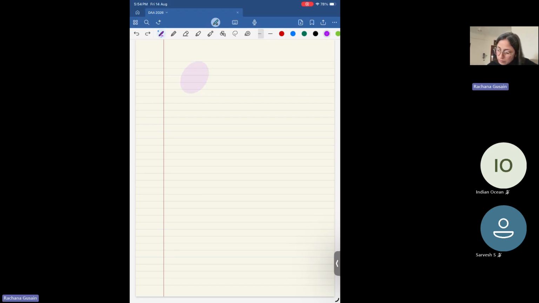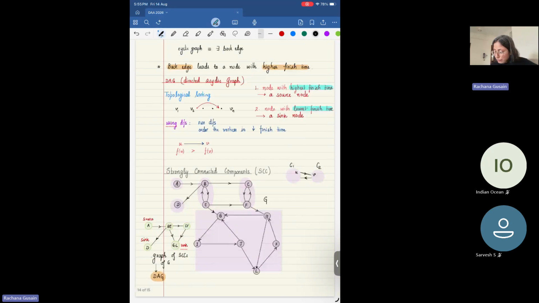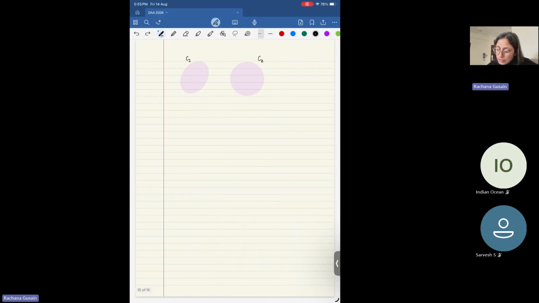Let's say I have the first and second strongly connected components. This is C1 and C2. All the edges going from C1 to C2 are in this direction. So in my graph of strongly connected components, I'm only going to put one single edge from C1 to C2.